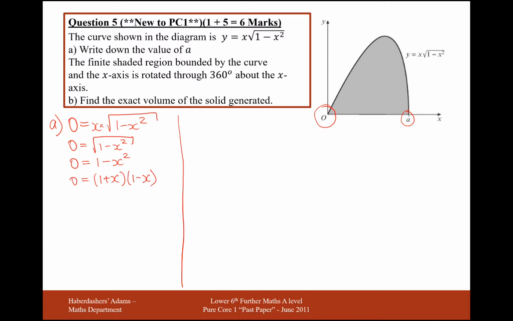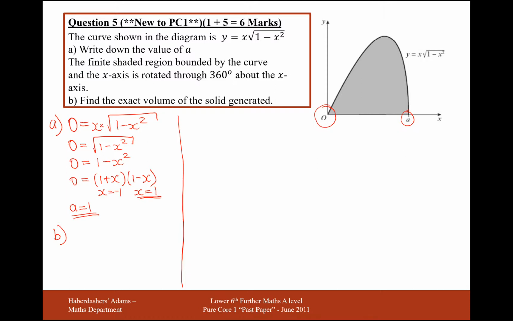We get two solutions here. One solution is going to be x equals minus 1. That's not very useful to us because our graph looks like it's only got positive x values. Or x is going to equal 1, which is our value for a. So a equals 1. Great. So what we're going to then do for part B, let's have a read.